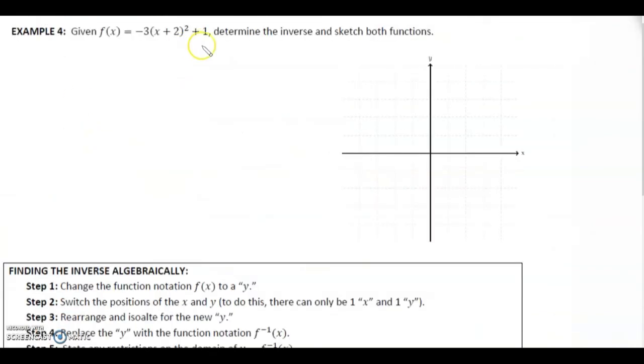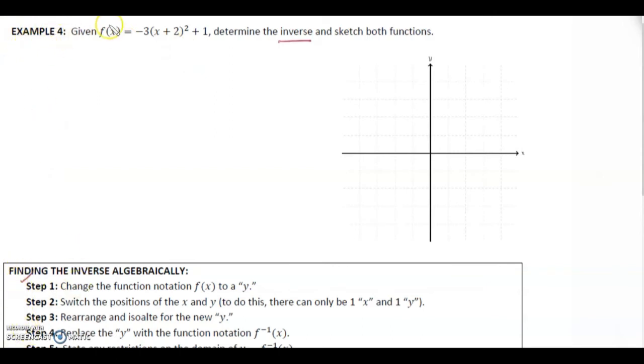All right, example four. Given this function, f of x equals negative 3 times (x plus 2) squared plus 1, we are going to determine the inverse and then sketch both functions. So if you're given a function, you have to determine the inverse algebraically. I don't want you to sit there and plot points and then reverse the coordinates. So I posted these five steps.